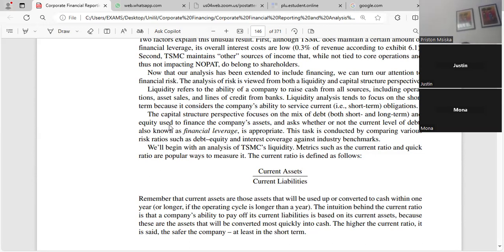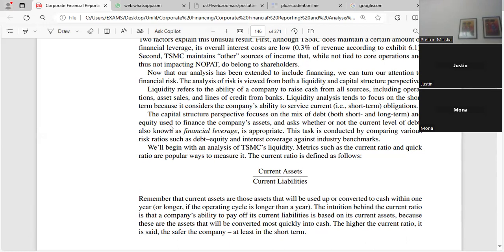Now, current assets encompass a lot of things. It's not just cash plus other things. Current assets are composed of cash, accounts receivable, sometimes inventory and things like that. Because the idea is that you might be able to convert that into liquidity.